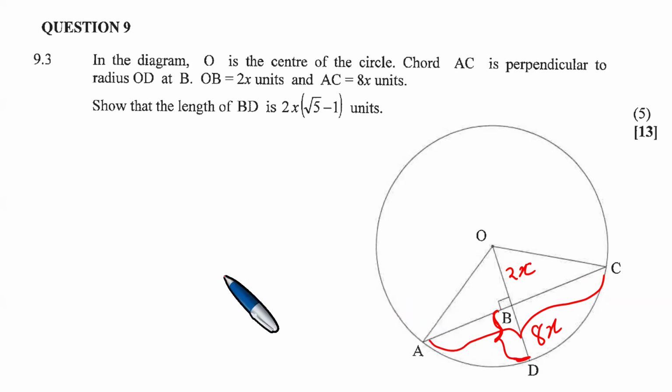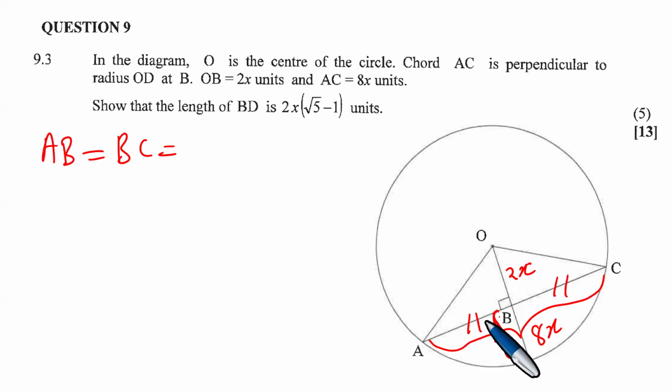First things first, because we have been given that AC is equal to 8x, we're able to see that AB is equal to BC. Why is AB equal to BC? AB equals BC, which is 4x. In other words, AB is equal to half of 8x. What is half of 8x? It is 4x, line from center.